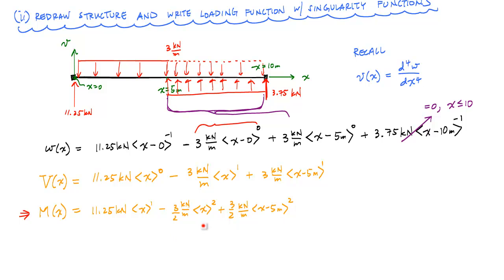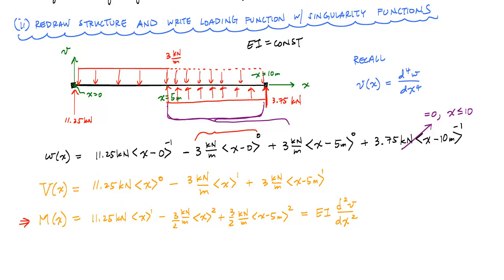But the moment function is significant because this is related to the curvature of a beam. And this right here is equal to EI d squared v over dx squared. And I forgot to mention that in this problem here, we're going to assume that EI is constant. So using the moment function, now I can create another function that's related to the slope along the length of the beam by integrating again from the moments.